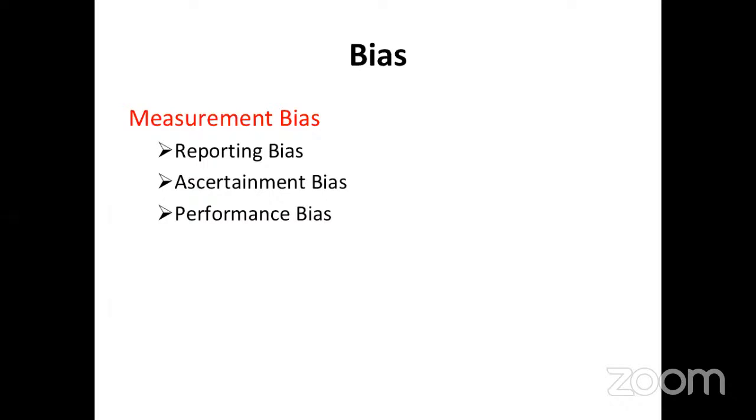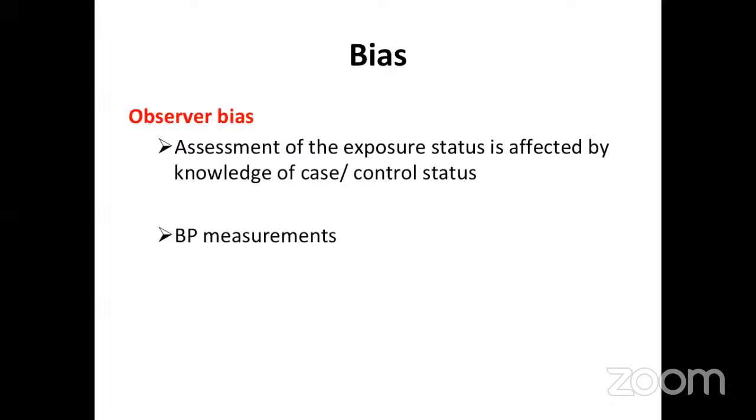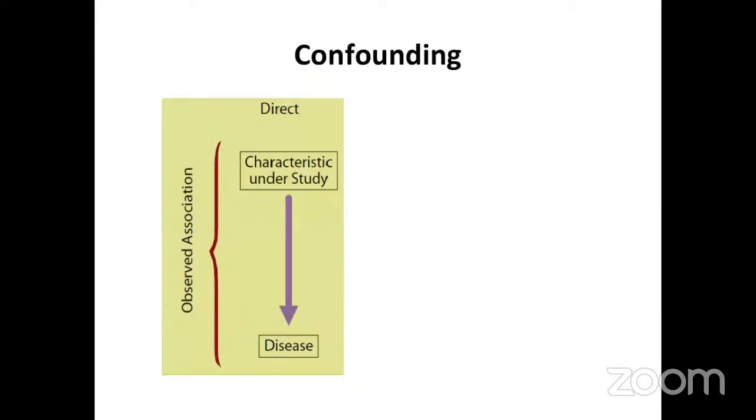Or sometimes performance bias can creep in, or recall bias. The patient is not able to recall what happened to him earlier, so he may say that it has not happened. This is known as recall bias. And many times the observer will know whether the patient belongs to the case or control group, and that can influence the recording of the parameters. This is known as observer bias.